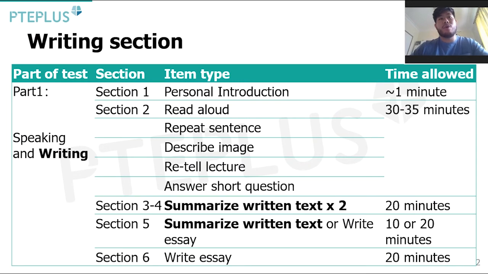As I'm sure you all know, speaking and writing together come in part 1 of the test. In terms of writing, it comes after the speaking section of the exam and it's split into 3 different sections. In section 3 to 4, we'll have summarizing written text, and you'll have 2 summarizing written text questions. And in section 5, this is where it can change sometimes. You can either get a summarizing written text question or a write essay question, and it's followed by a write essay question to finish up on.